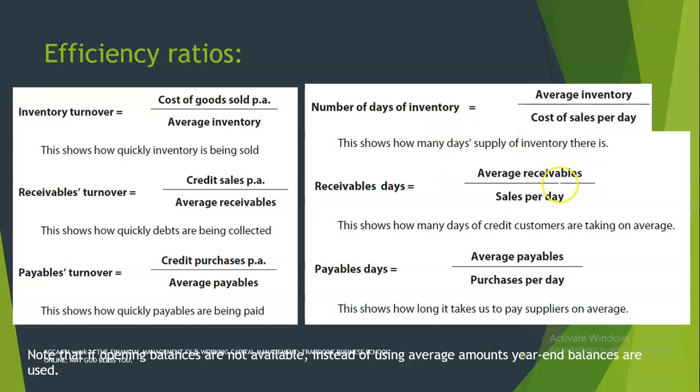Remember, the sales we are looking at here are credit sales. Do not include the cash sales in that formula. Payables days is equal to average payables divided by purchases per day. And once again, these are credit purchases.